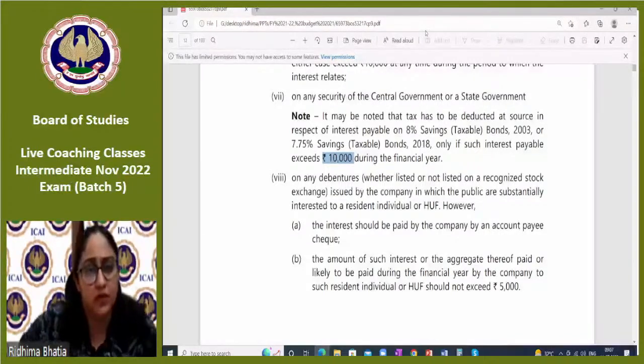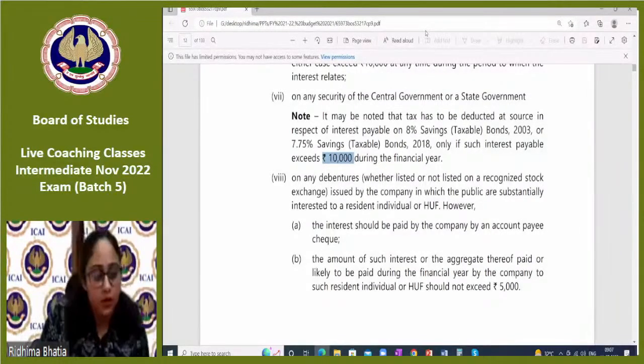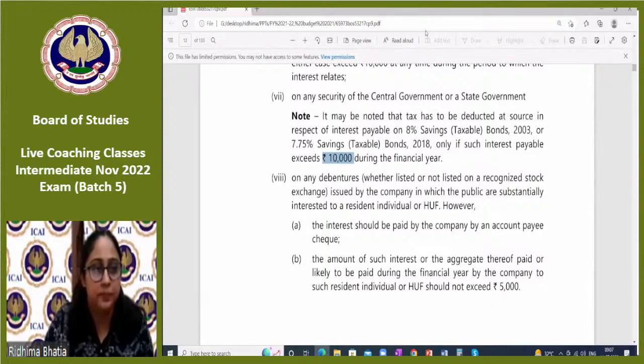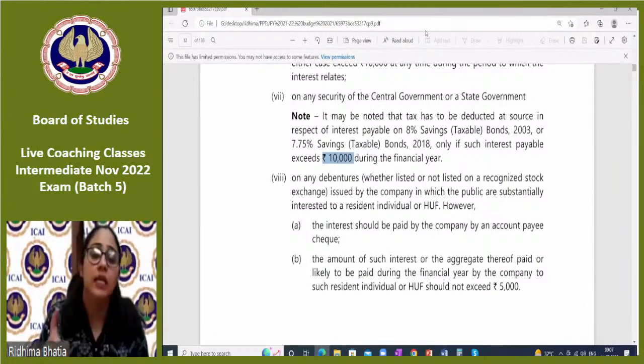193 is not again very important section, but yeah, what you all have to remember that I have cleared it out, okay? एक बार रीड कर लेना, इतना सारा क्वेश्चन इसमें से नहीं आता. डिबेंचर वाला क्वेश्चन can definitely come. डिबेंचर्स और इंडिविजुअल HUF.